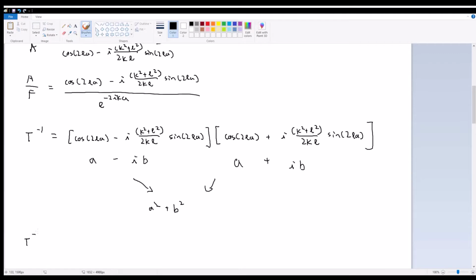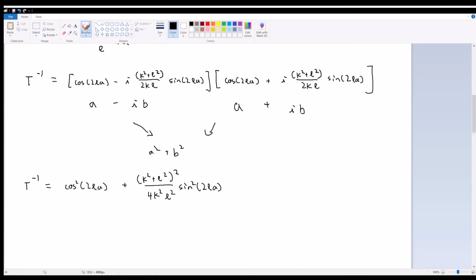So T inverse is just going to equal cosine squared of 2LA added with (k squared plus L squared) squared over 2KL sine squared 2LA. And my apologies, the bottom is not 2KL, it's (2KL) squared, which is going to be 4k squared L squared. Okay.